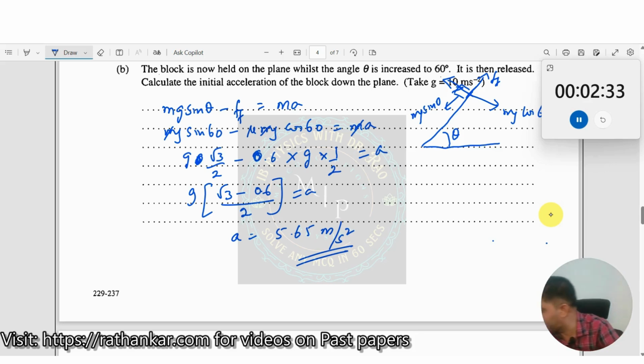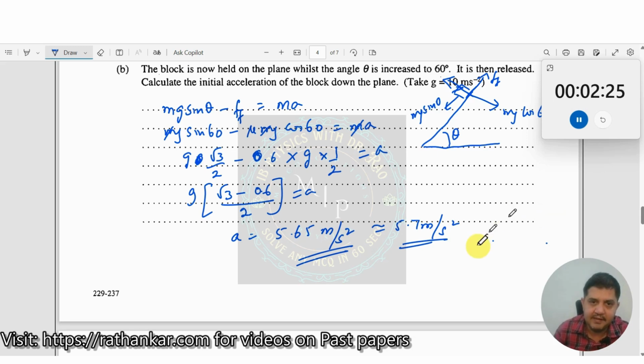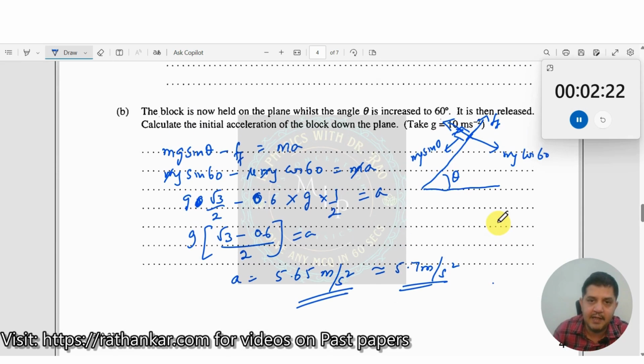Let us see the marking scheme. It says 5.7 meters per second squared, which corresponds to two significant figures. So I think with this we come to the end of this problem.